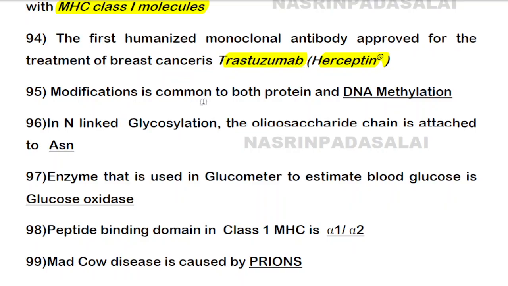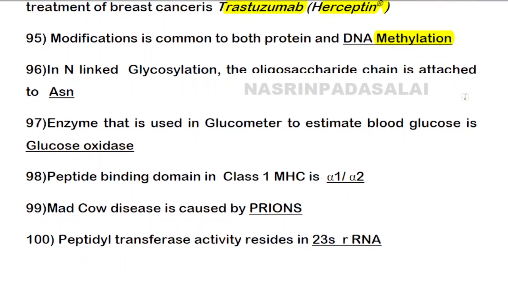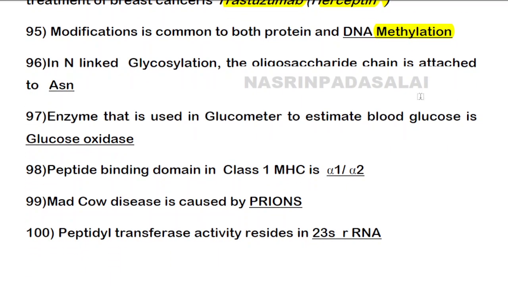95. The modification common to both protein and DNA is methylation. 96. In N-linked glycosylation, the oligosaccharide chain is attached to asparagine. In O-linked, it is attached to serine and threonine. 97. The enzyme used in a glucometer to estimate blood glucose is glucose oxidase, an enzyme used in the glucometer, which is a device used to estimate blood glucose.